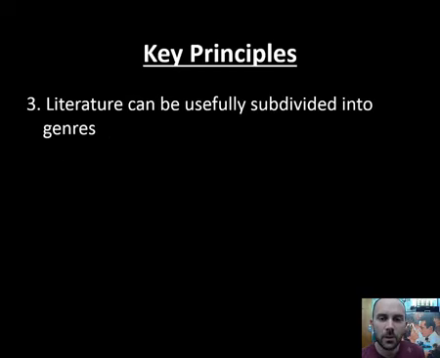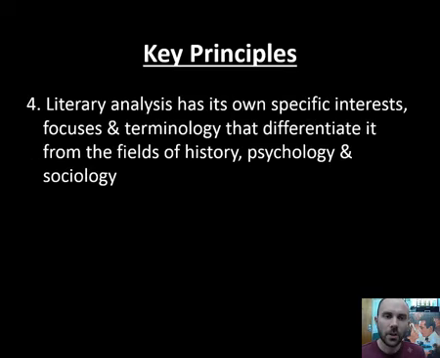The third key principle is literature can be usefully subdivided into genres. We can think of genres, very broadly as prose versus poetry. We can also think of genres within fiction, right? We have literary fiction, we have romance fiction, detective fiction, science fiction, etc. And so there's a variety of ways we can look at the notion of genre, but there are certain rules that typify certain genres. The fourth key principle is that literary analysis has its own specific interests, focuses and terminology that differentiate it from the fields of history, psychology, and sociology, etc. So these are all distinct disciplines that you can study in academia.